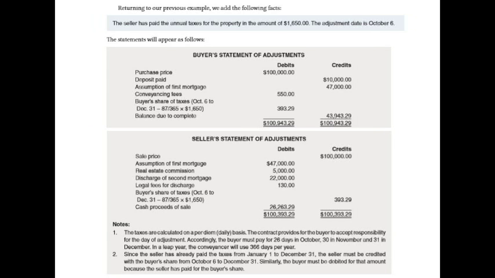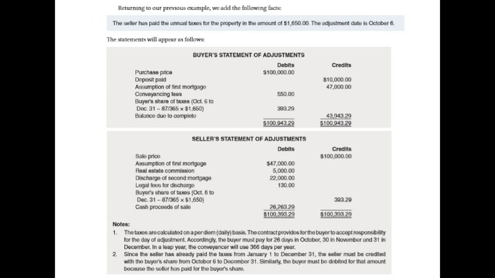1,650. Now the cash proceeds of sale, which is basically credits minus debits, will come out to $26,263.29. And both columns, debits and credits, they equal out to $100,000 with $393.29. Note 1, the taxes are calculated on a per diem, a daily basis.